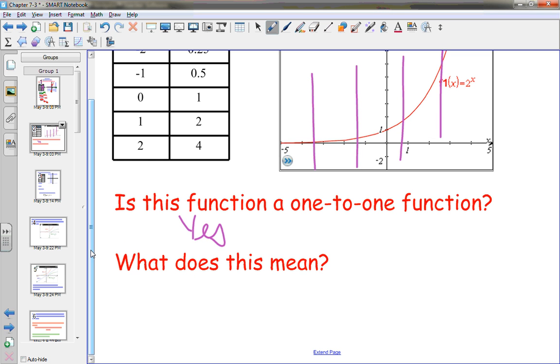What's the significance of being a one-to-one function? Why is it important? If you are a one-to-one function, then what exists for you? Starts with an I. Inverse. You have an inverse. So if you are a one-to-one function, then there is an inverse out there somewhere, and you can locate it. Well, how do I go about doing that?